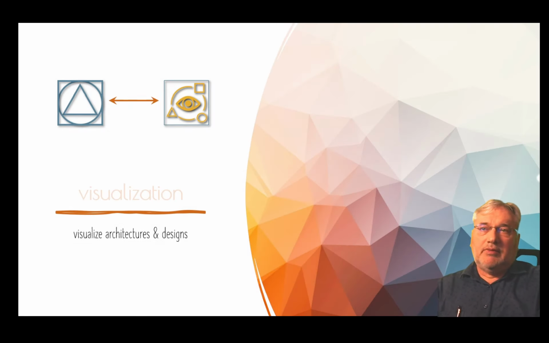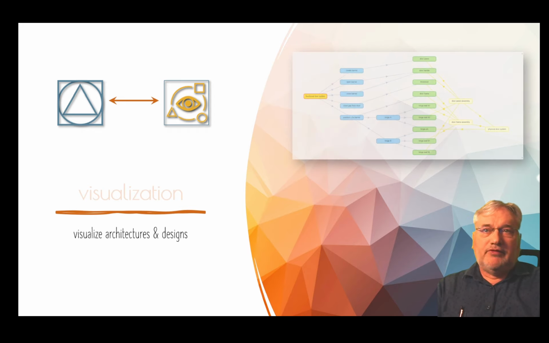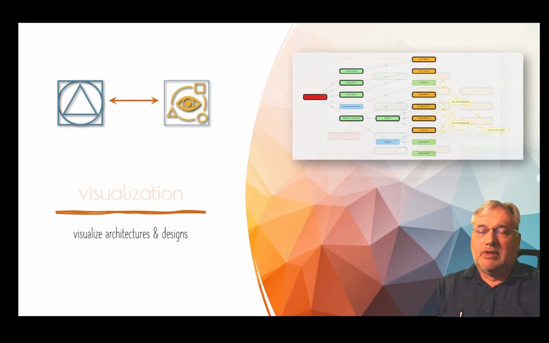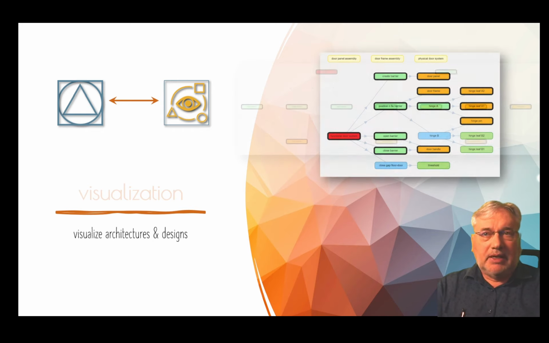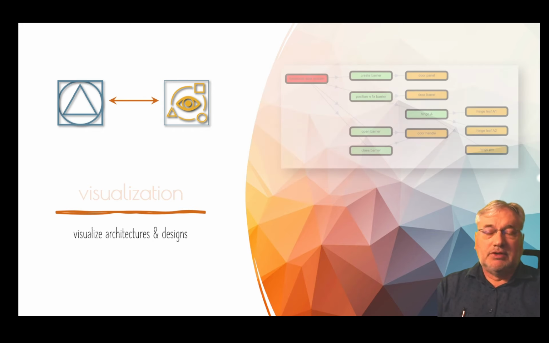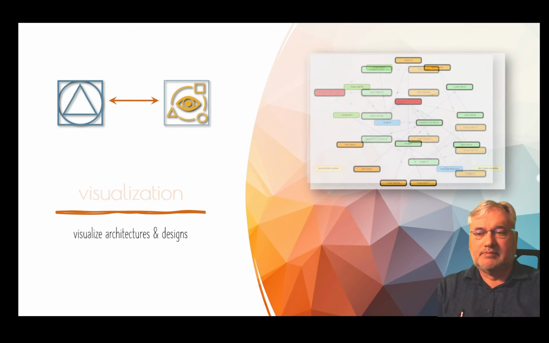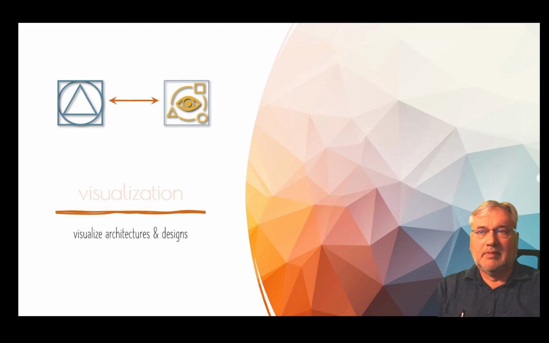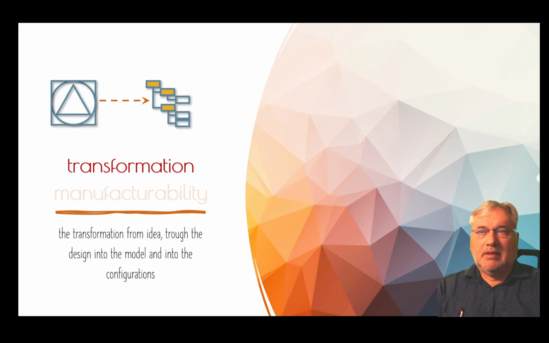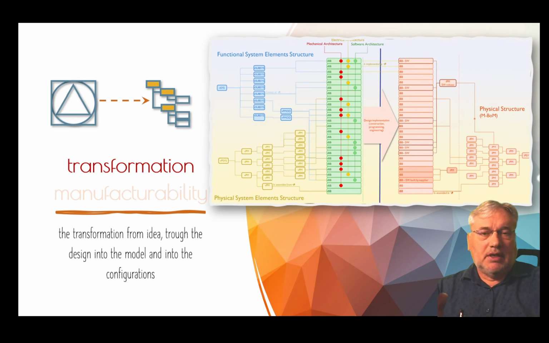Once the object and relation data is uploaded, Configueres offers a variety of visualizations, each of them highlighting a different aspect of the structures in the model. When we mention transformation, it is the transformation of the initial ideas through the design into the model to the manufacturing domain. And for convenience, a diagram is used that shows the different structures of the complete model.